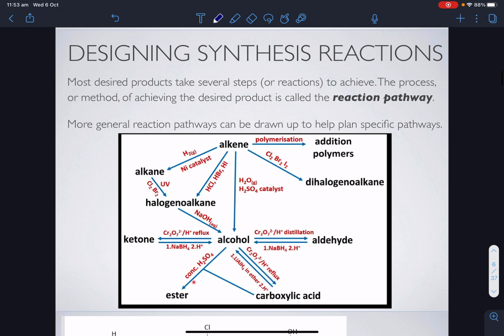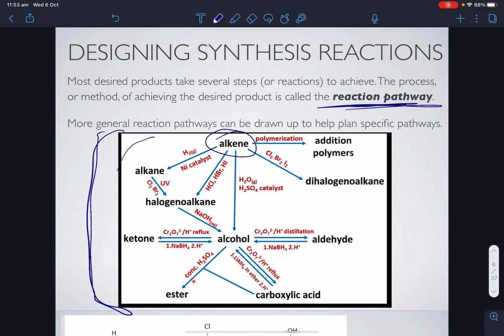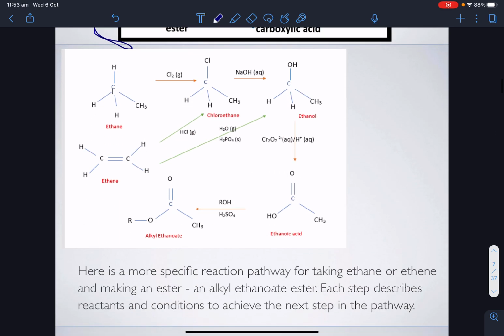So, we talked a little bit about this, but we'll go into it more. Designing synthesis reactions, okay? We've already kind of done this: designing reaction pathways, knowing our organic reactions that we've learnt. And here's a general kind of diagram. So more general reaction pathways can be drawn up to help plan specific pathways. So this is stuff we've already learnt, how to shift in between, how to take an alkene and do polymerization or do addition to make a haloalkane and all these different things. So choosing the paths to make what you want, okay? Designing synthesis reactions. And here's some more.